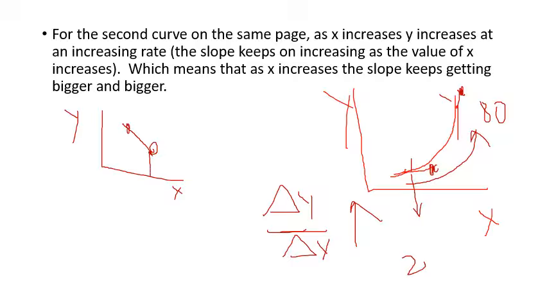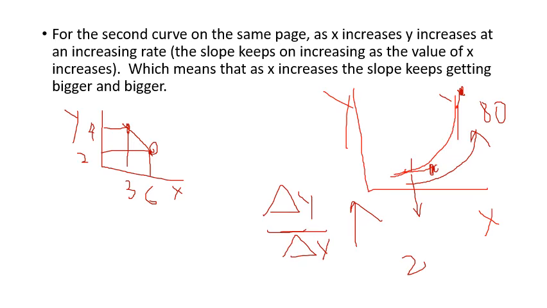Now let me read that point, and let me read that point. This point is probably 6 and 2. This point is probably 3 and 4. What is the slope here? Delta y divided by delta x.